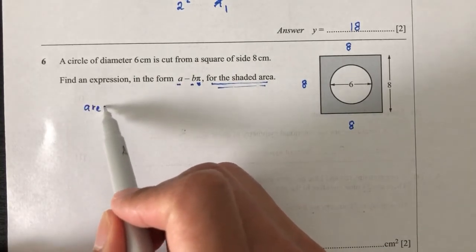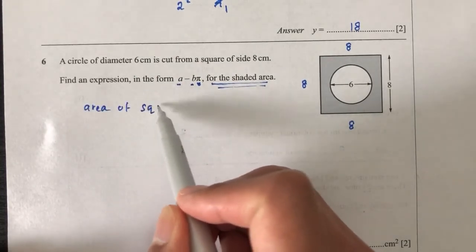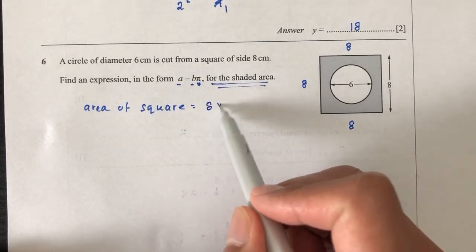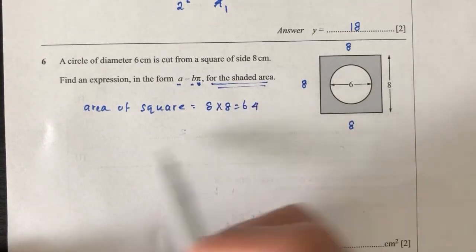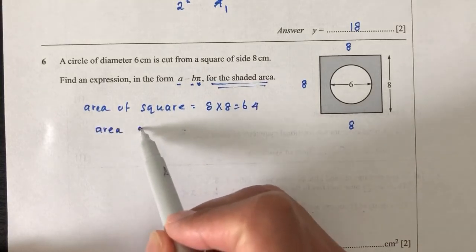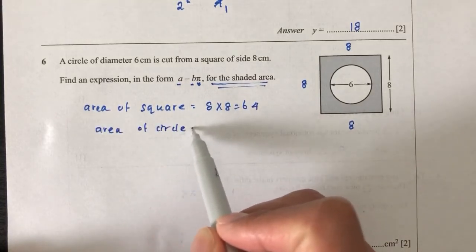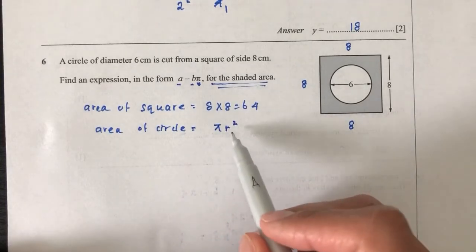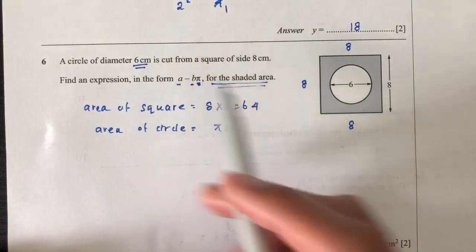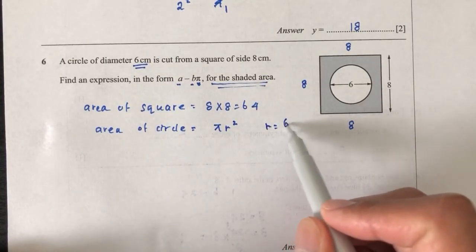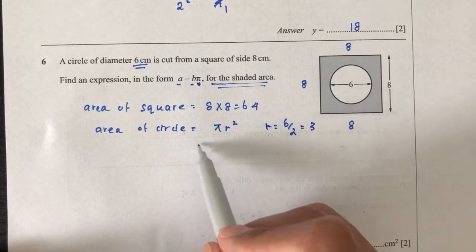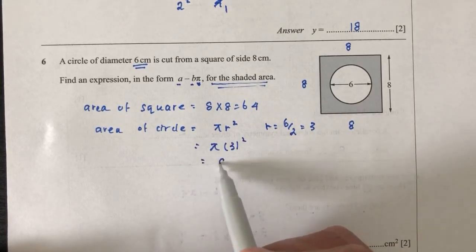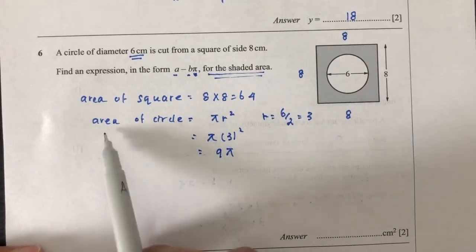The area of the square is pretty easy. It is length times width, which is 8 times 8, which is 64. Now find the area of the circle. For the area of a circle, we use a formula: pi r squared. Given the diameter is 6, the radius will be 6 divided by 2, which is 3. So in this case, it will be pi times 3 squared. So 9 pi is the area of the circle.